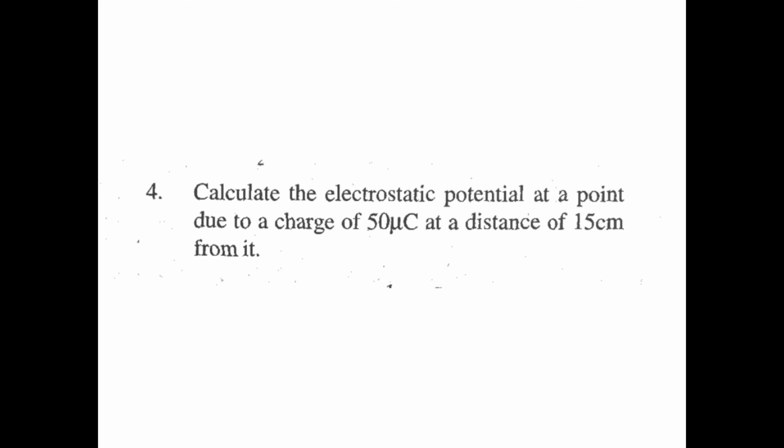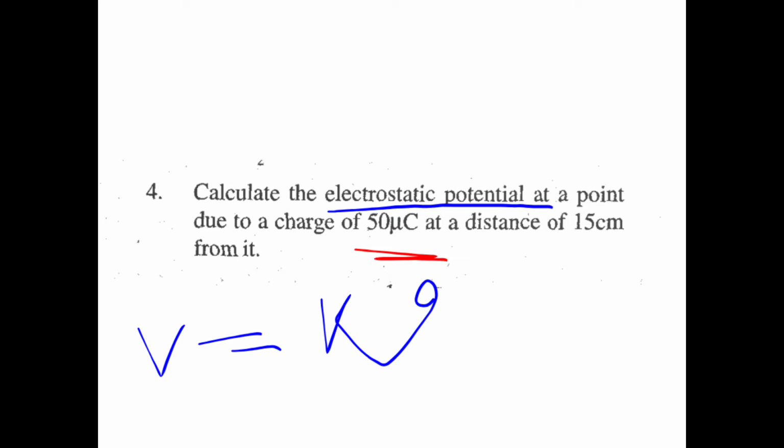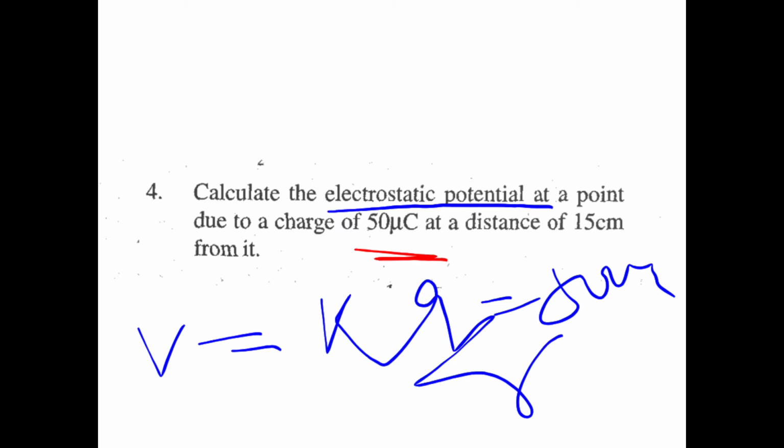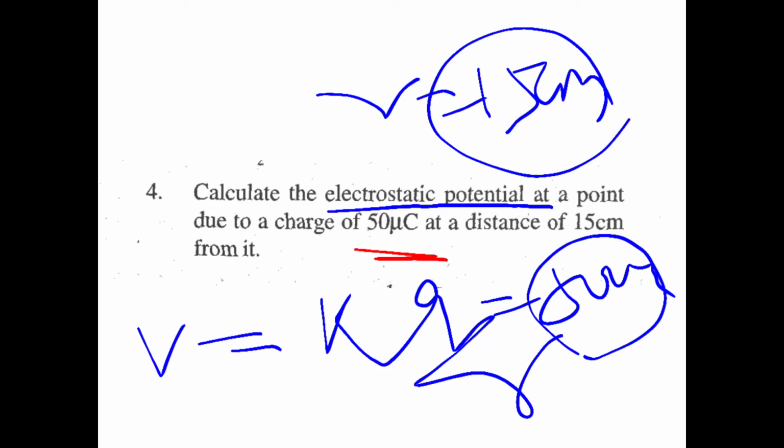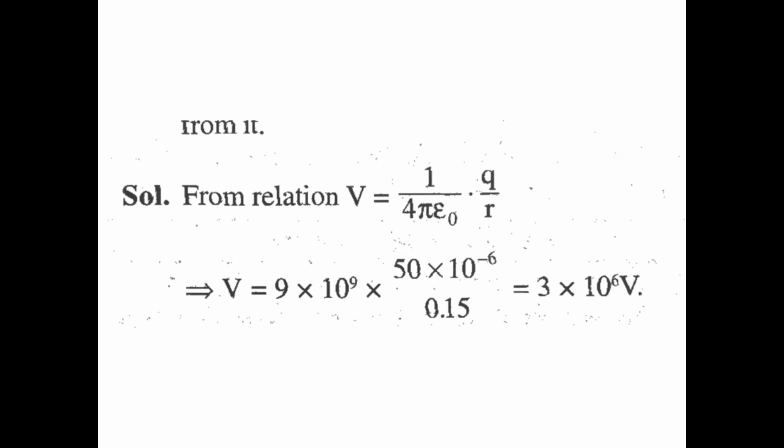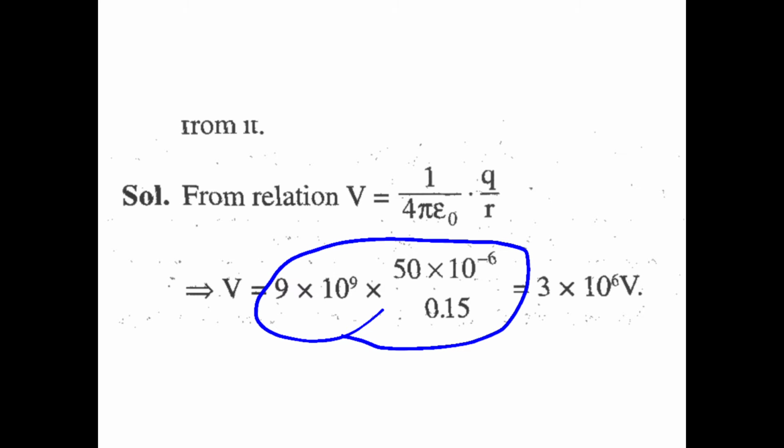Next, calculate the electric potential at a point due to a charge of 50 microcoulomb at a distance of 15 centimeter from it. This is very simple. You have to determine the electrostatic potential. So from the formula, V is equal to K Q by R. Here Q is 50 microcoulomb and R is 15 centimeter. Convert it into coulomb and meter, then you can get the answer. What is the answer? Let's see. This is the answer. You can use the direct formula, and this is very easy for you.